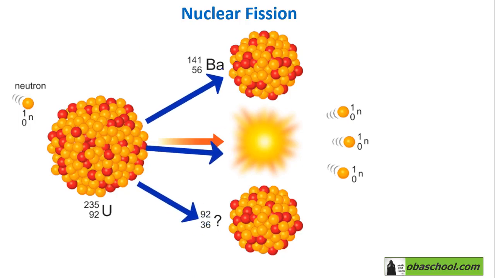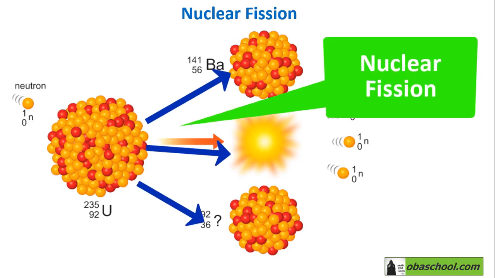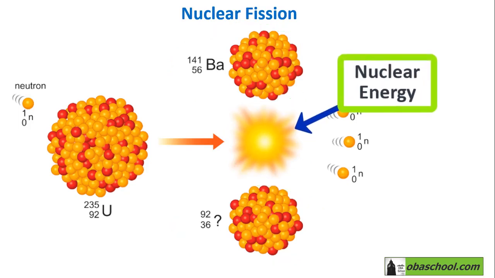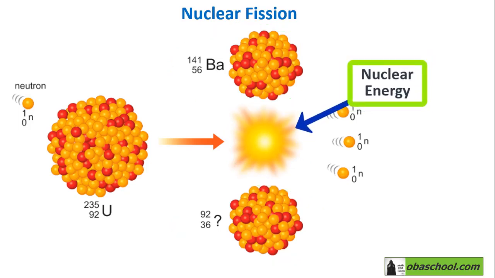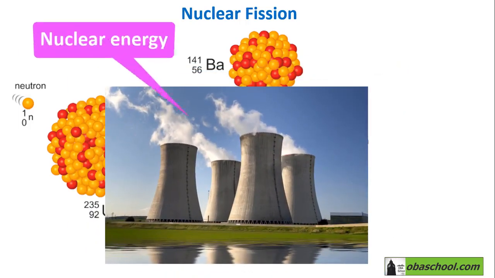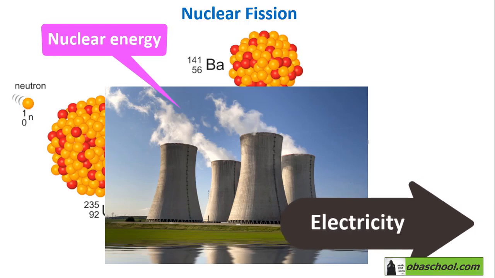When the nucleus splits apart, this is what we call nuclear fission. And this nuclear fission produces new elements, as you can see here, and of course it transfers large amounts of energy, and this is nuclear power actually. Nuclear power stations use the energy from nuclear fission in order to produce electricity.